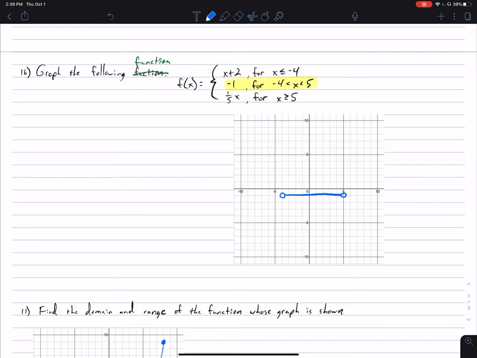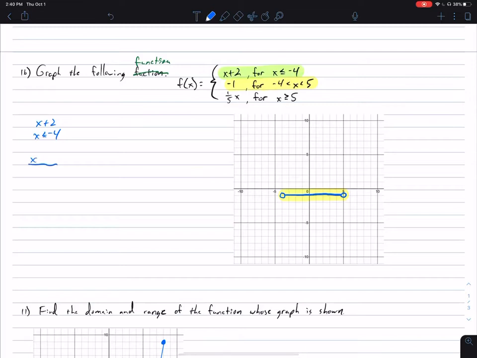For that entire piece, it's always -1. So any value from -4 through 5 is going to be -1. So those are all coordinate points if you're trying to graph them. So I'm going to highlight that so we can match that up. Now, my next equation, I'm just going to go in order now. So this x plus 2 is for everything that's less than -4. So I'm going to use x plus 2, and that is for x less than or equal to -4.